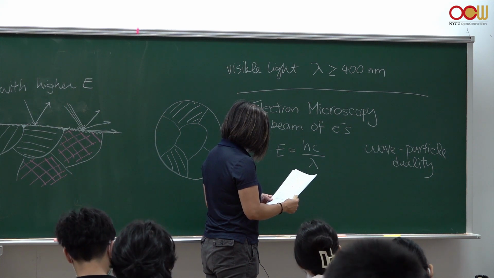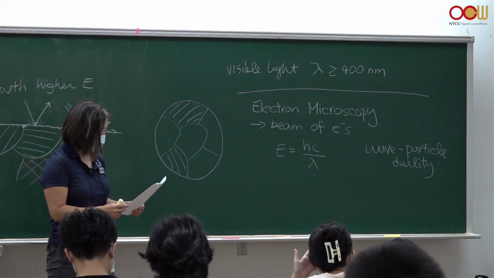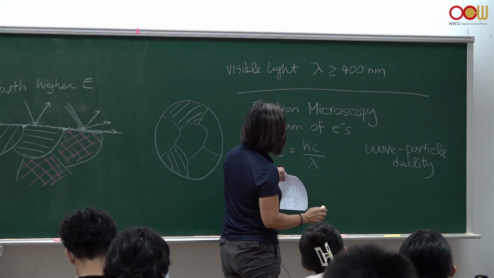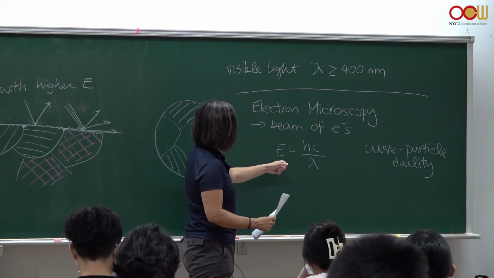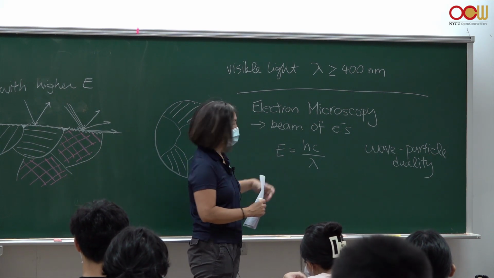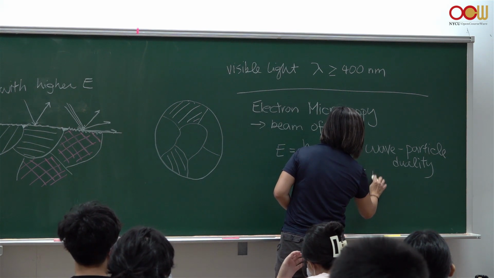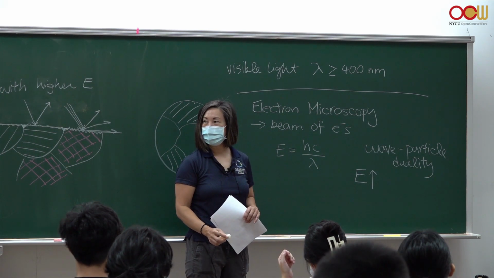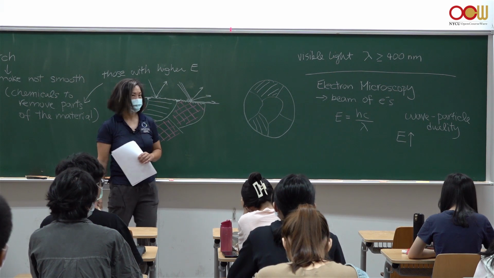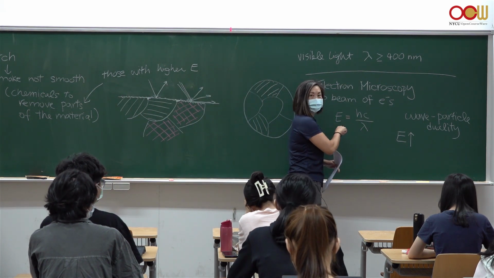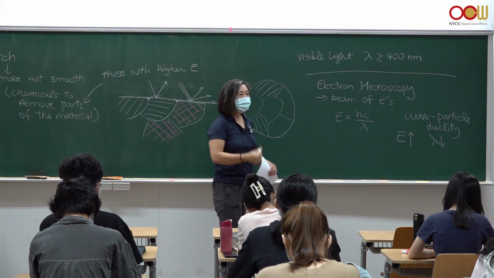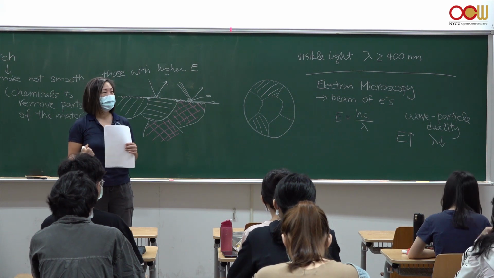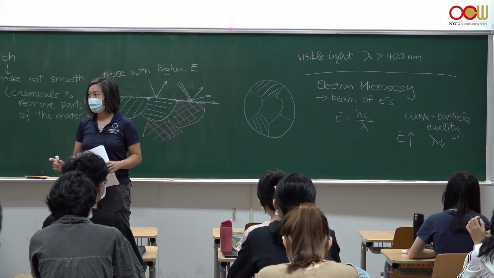All right, so if you increase the velocity of an electron, that would increase its energy, right? So if you were to increase the energy, what will happen to your wavelength? Will it go up or down? If E goes up, lambda goes down, because this is a constant, right? Okay. So if we increase the velocity or energy of our electrons, we can actually get electrons to behave as a wave with very small wavelength.